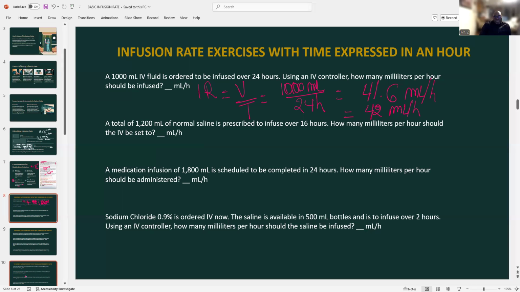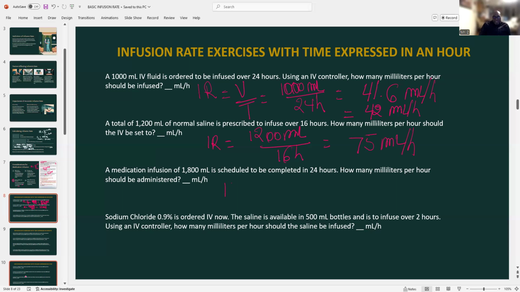Let's look at number 2. You have 1,200 milliliter of normal saline to infuse over 16 hours. So your infusion rate equals what? There we go, 1,200 milliliter over 16 hours. So you have 1,200 divided by 16. You have 75 what? Milliliter per hour.